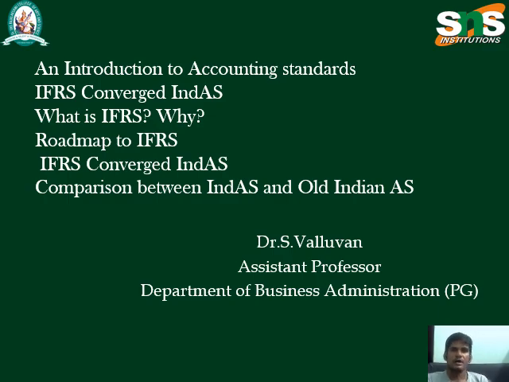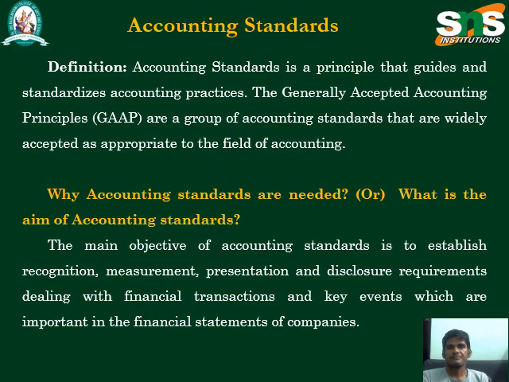So simply put, accounting standards are a principle that guides and standardizes accounting practices. In India, we have Indian GAAP. The United States has its own set of accounting standards, rules and regulations, called US GAAP. GAAP is nothing but the Generally Accepted Accounting Principles, a group of accounting standards that are widely accepted as appropriate to the field of accounting.